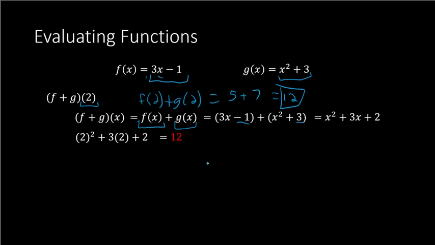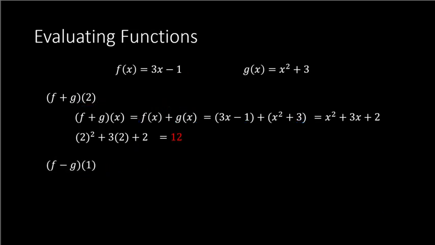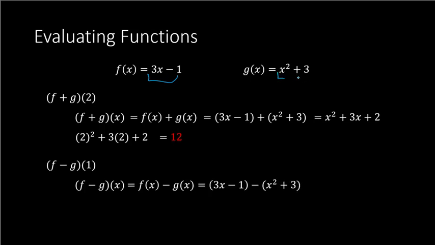Now let's try an example with subtraction. We have f minus g of 1. And again, two ways we can think of this. First way is we can keep it in general, where we have f minus g of x, and realize that is the same thing as f of x minus g of x. So you could take the time to write each function out, where we have 3x minus 1 minus the x squared plus 3. And we see that typed up right here. And then you subtract the x squared and the 3.